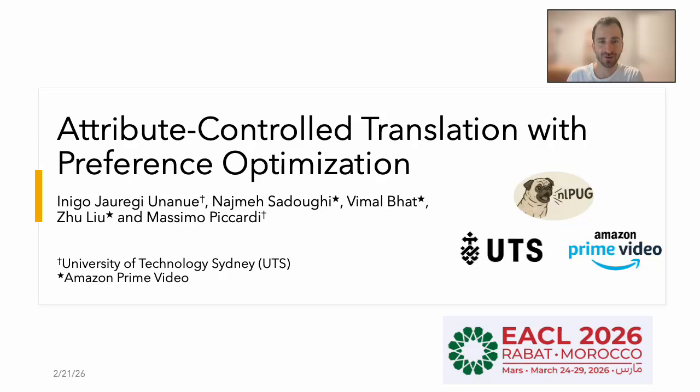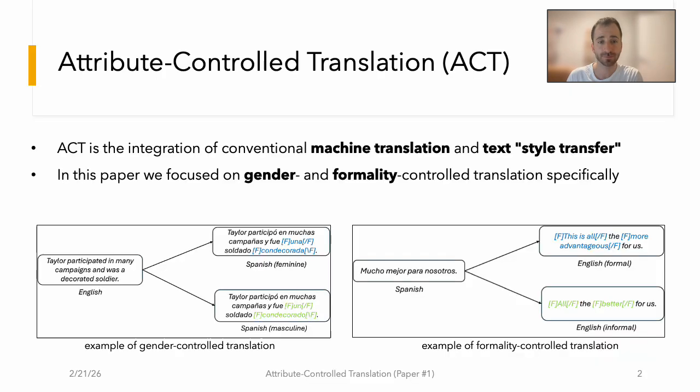Hello, my name is Inigo and I'll be presenting a work titled Attribute Control Translation with Preference Optimization, which has been carried out as part of a research collaboration between the University of Technology Sydney and Amazon Prime Video.